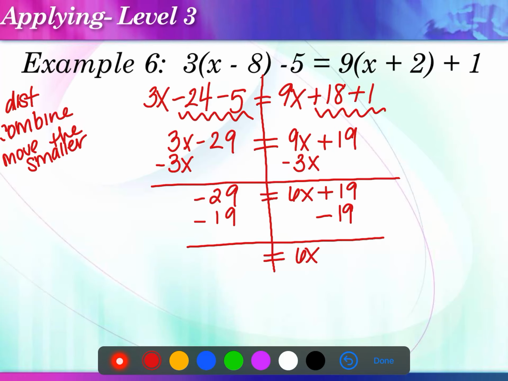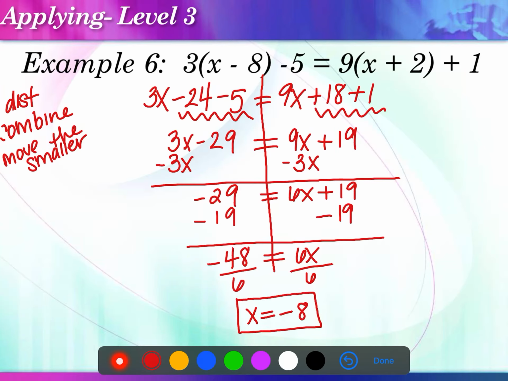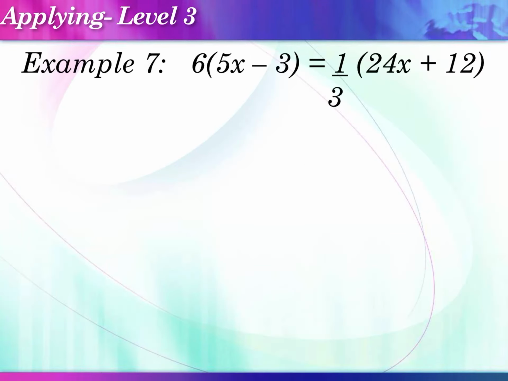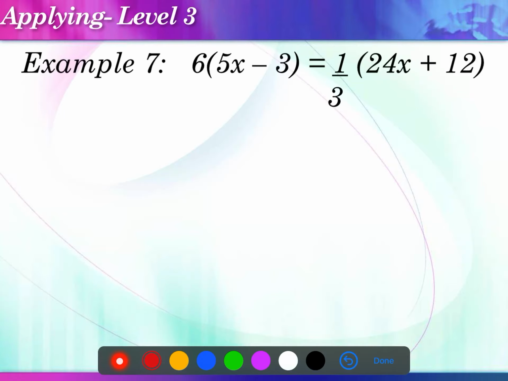Okay, negative 29 minus 19 gets negative 48. Divide by 6. We're going to watch our signs here. So that should be a negative 8 for our final answer. Okay, remember, always check your answer, plug it back into the original on both sides now because you have an x on both sides, and use parentheses. All right, couple more here.